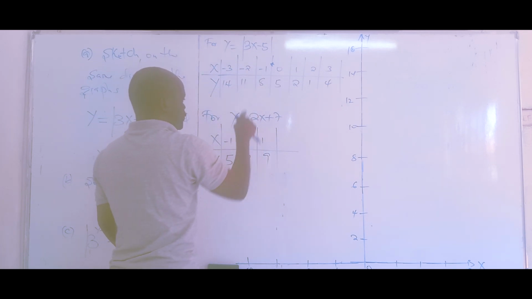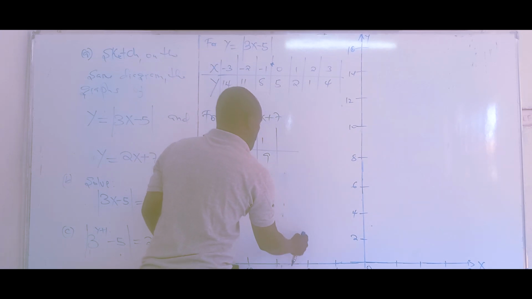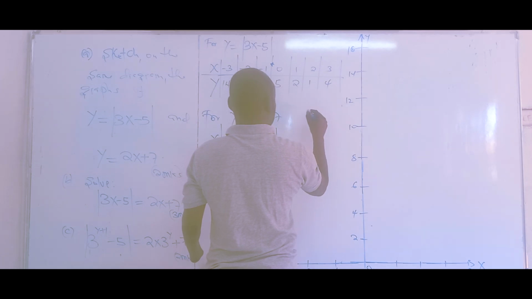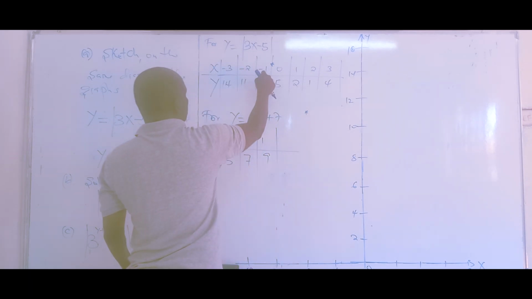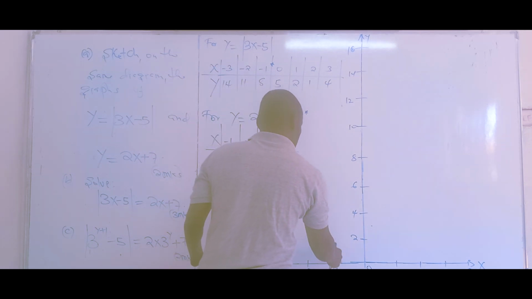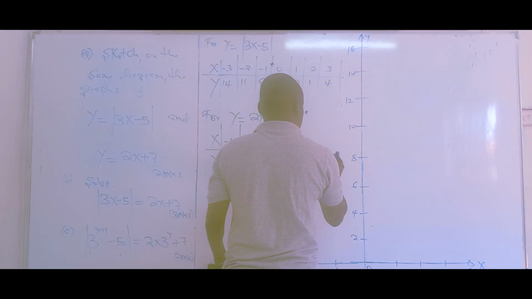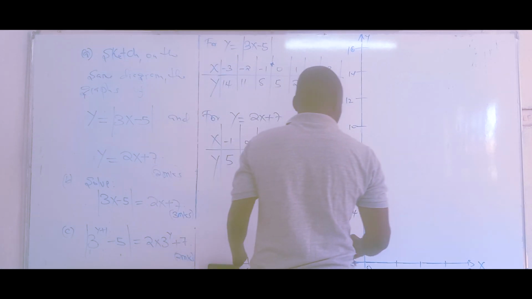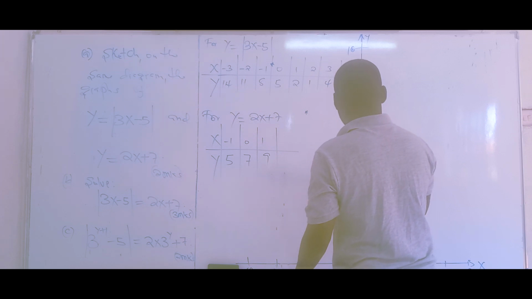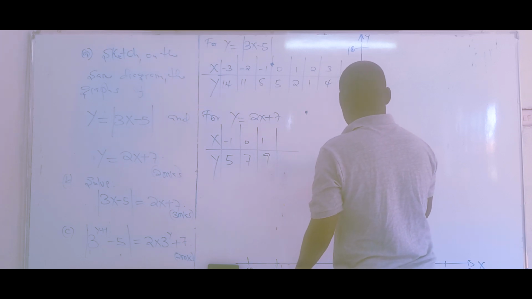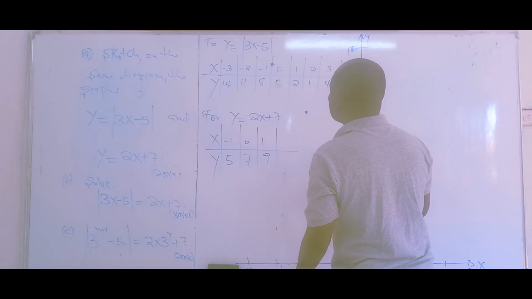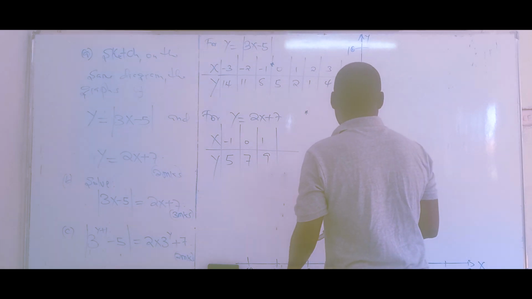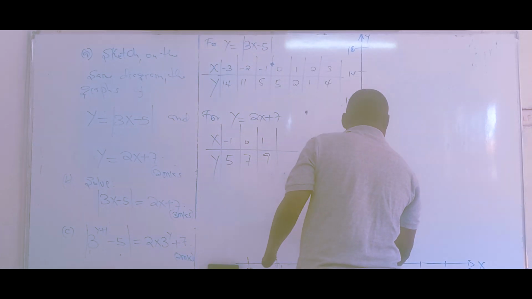Second point is negative 2, 11. That should be somewhere here. Negative 1, 8, somewhere there. Right? Then 0, 5. 0, 5 is here.